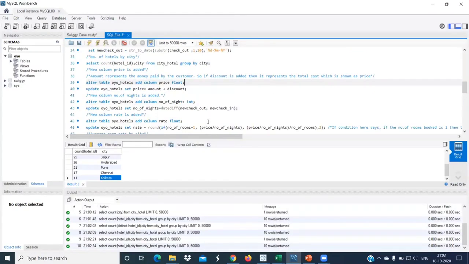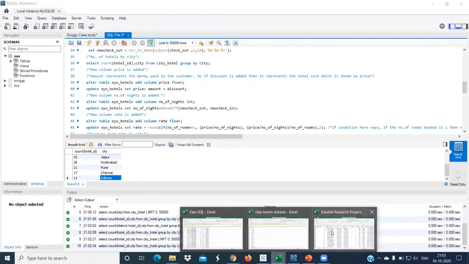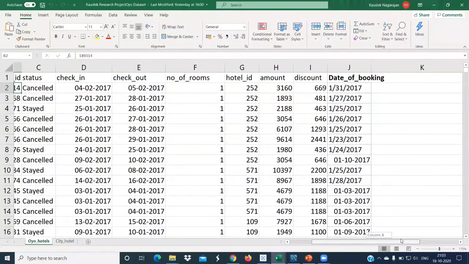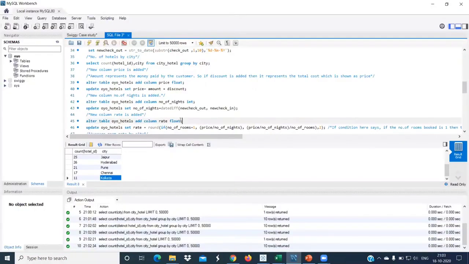First of all, a new column called rate was formed. As we can see here that rate is not given in the data set. So a new column called rate was formed by using the alter command, and then the rate was updated using a formula. So this was the formula for rate. This actually means that if the number of rooms is 1, then the price should be divided by number of nights. If the number of rooms booked by the customer is more than 1, then the price should be divided by number of nights, which in turn should be divided by number of rooms. So the round function here is used to round off the value to 2 decimals.